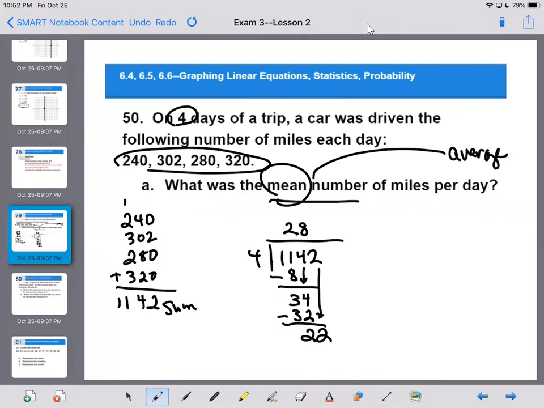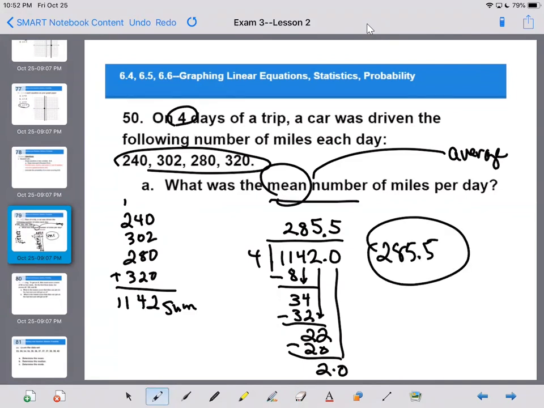4 will divide 22 5 times. So notice if I continued, 4 would divide 20, so 5/10 times, sorry, that would be 5/10 times. So 285 and 5/10, or 285 and 1/2 miles per day. So that's finding the average, where you're going to take the sum and divide by the number that are given.